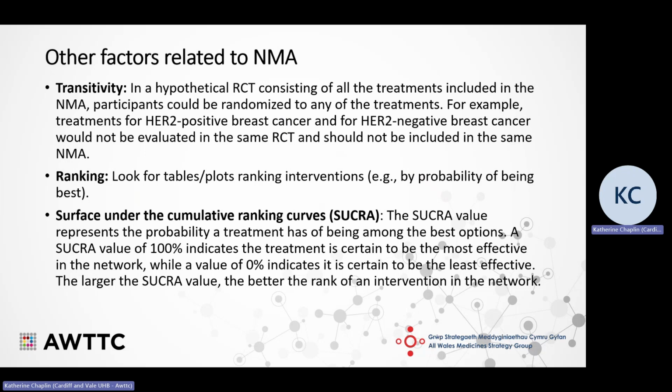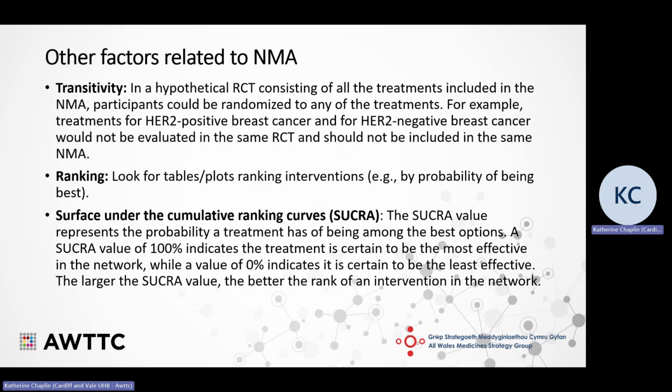A network meta-analysis allows for ranking of interventions. These may be displayed in a table or on a plot. These will show each intervention's probability of being the best. This is commonly reported using surface under the cumulative ranking curves, or SUCRA for short. This value represents the probability a treatment has of being among the best options. A SUCRA value of 100% indicates the treatment is certain to be the most effective in the network, while a value of 0% indicates it's certain to be the least effective. The larger the SUCRA value, the better the rank of an intervention in the network.